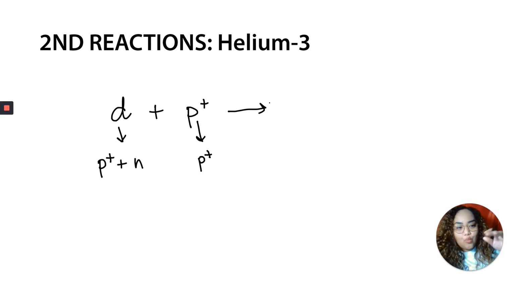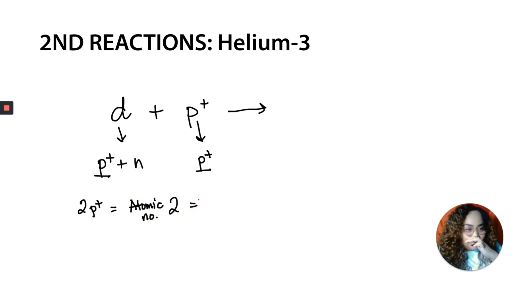So let's determine what element this is. How do we determine? We're going to count how many protons there are. So how many protons are there? We have 1 and 2. So that's 2 protons. What does that mean? What will be the atomic number? The atomic number will be 2, right? Since there are 2 protons, the atomic number is 2. And what element is that? That would be helium. Okay, so that is helium.